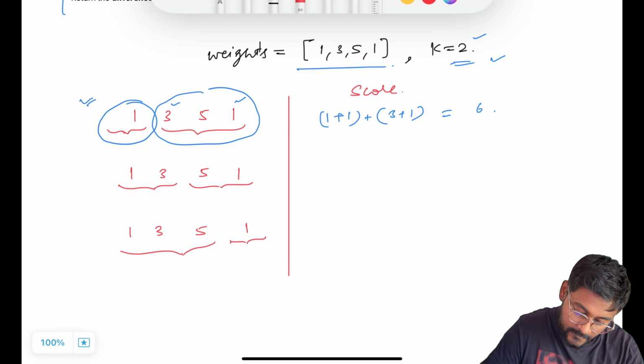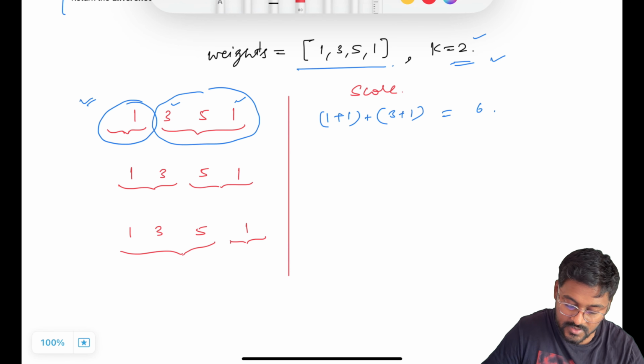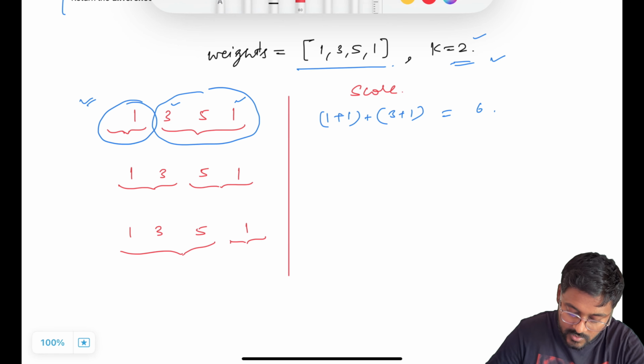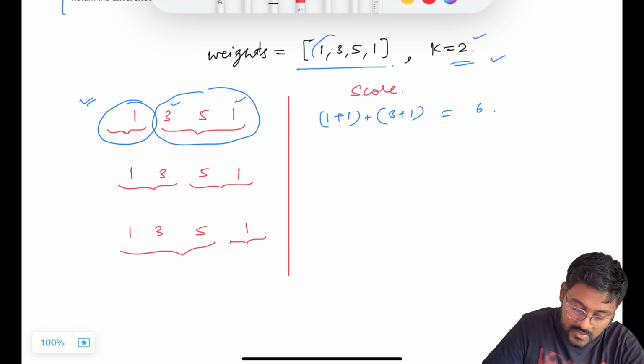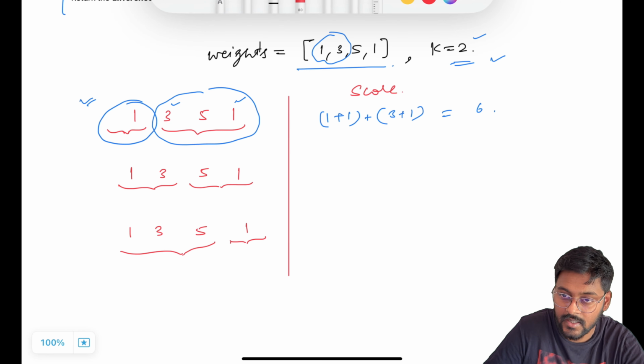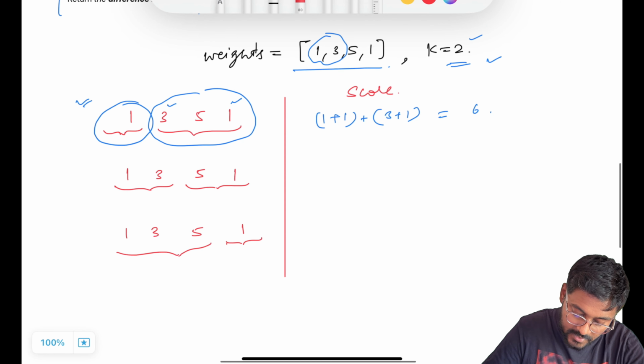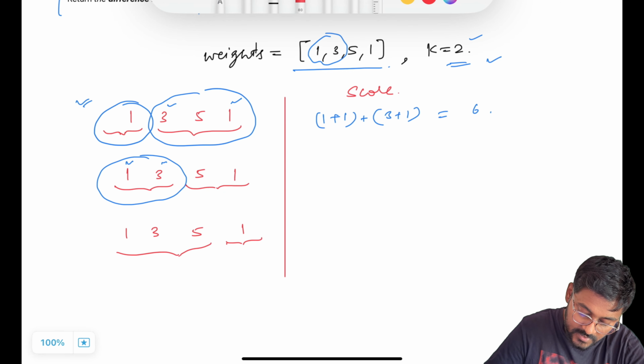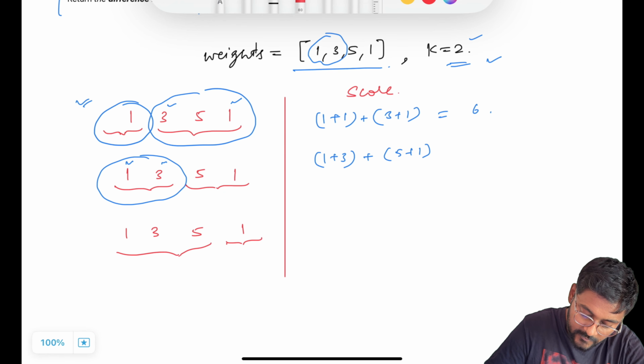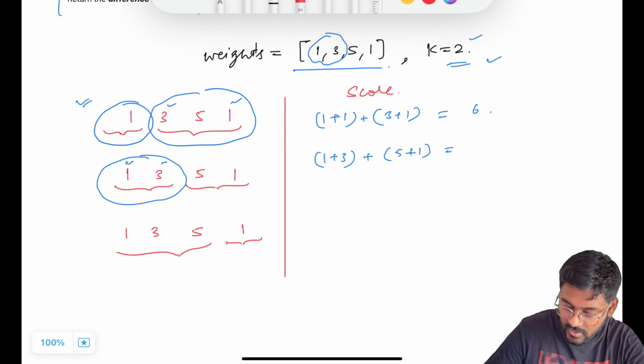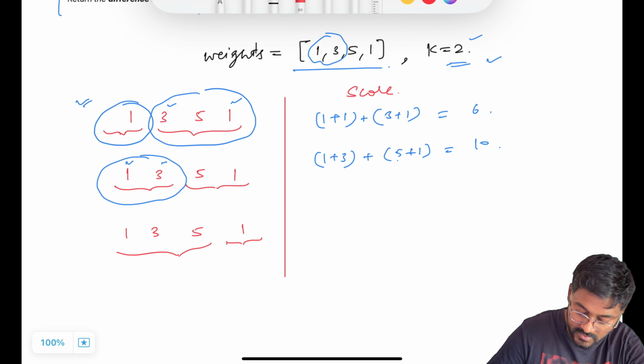Okay, so what can be the other possibility of distribution? Let's say we are taking the first 2 elements in the first bag and the remaining 2 elements in the second bag. In that case, the cost of the first bag will be the first element plus the second element, that is 1 plus 3. Cost of the second bag is 5 plus 1. Now the overall cost is 4 plus 6, that is 10.